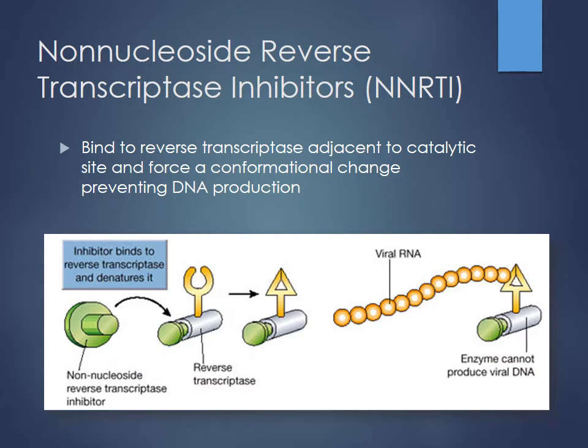Okay, so then we have the NNRTIs. These are the non-nucleoside reverse transcriptase inhibitors, and so instead of these being chain terminators and preventing elongation of the viral DNA, what we're seeing here is the drug coming along and changing the conformation of the enzyme. So the reverse transcriptase here is no longer able to read the viral RNA, and thus no DNA can be produced at that point. Okay, so the NNRTI is basically doing the same thing as the NRTI, just at a different site of action.